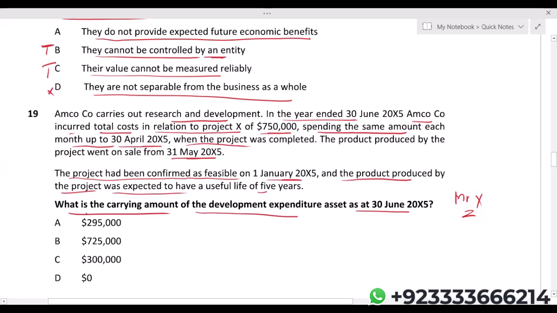Great. Now, what they are asking us is the carrying amount of the development expenditure asset on 30th June X5. Number one, the project had been confirmed as feasible on 1st January X5. The main concept is we will start capitalizing this development expenditure from January X5 till 30th April X5. It means 4 months of development expenditure will be capitalized. Only 4 months.